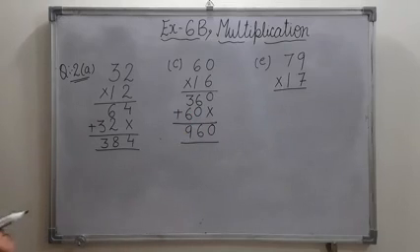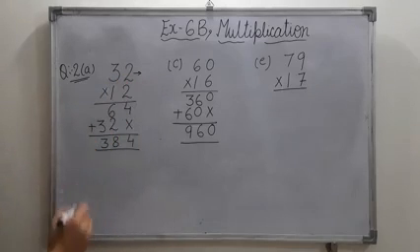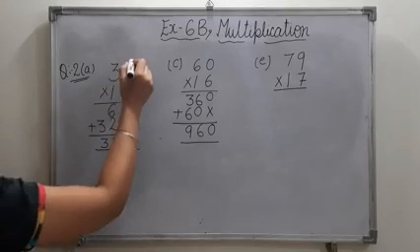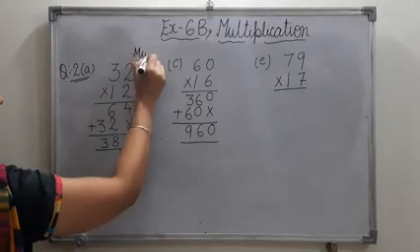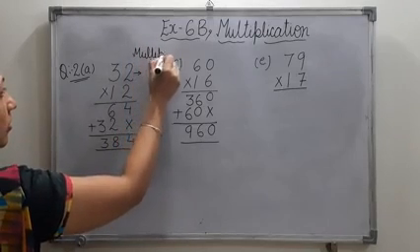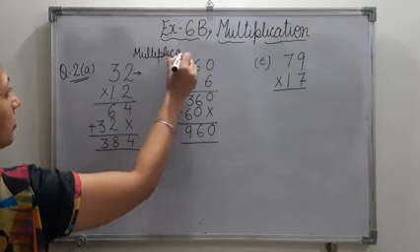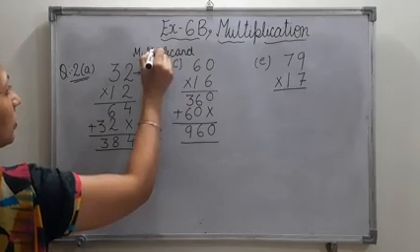Okay. First of all, do you know what this is called? The number that is multiplied is called the multiplicand. And from which number will we multiply?